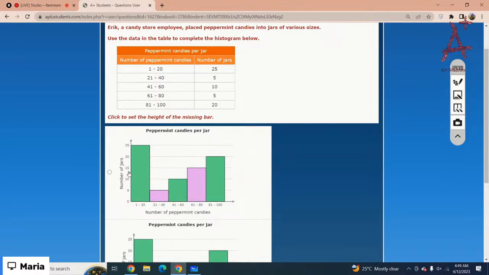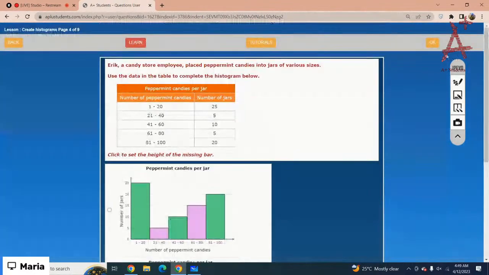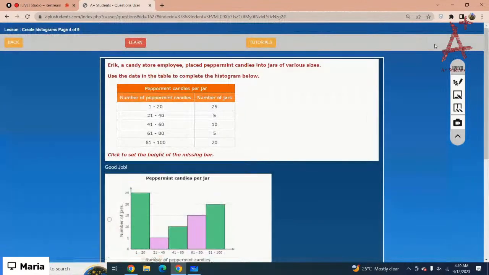But see, it matches with the 15. That means this isn't the correct option. The correct option is the second one. You can see it matches to the 5. Got it? So the second option is the correct option.